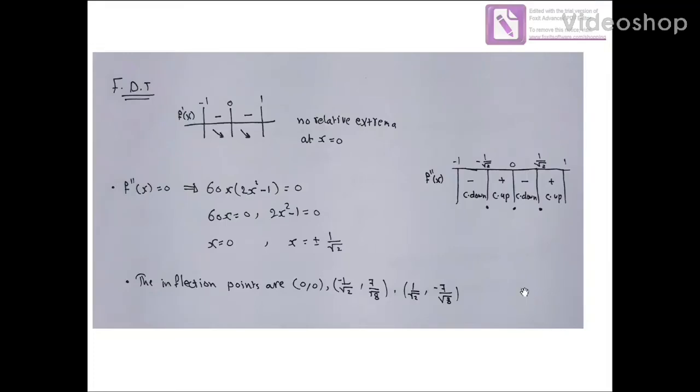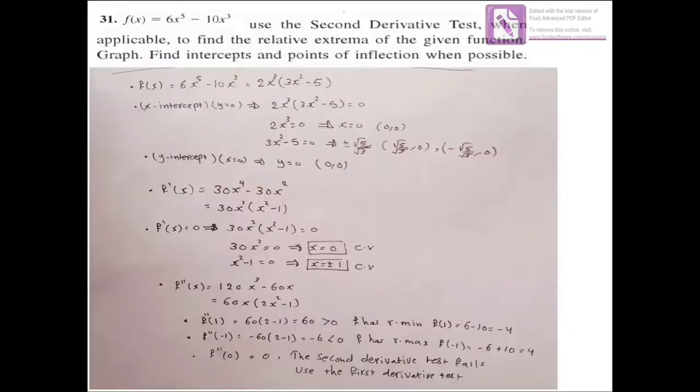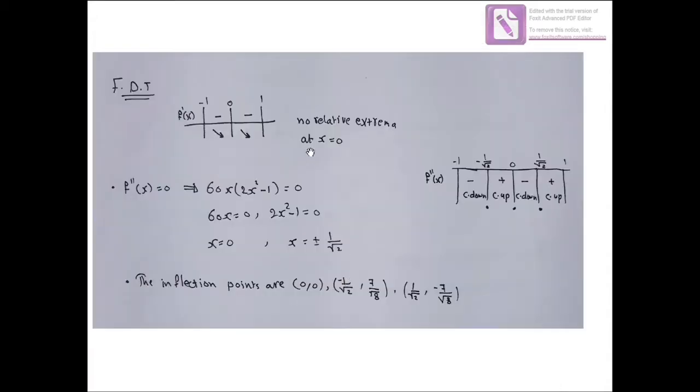So if you want to see the graph of this function, here you have three critical values: 0, plus or minus 1. But we see here it is 0. The function has no relative extrema. If we consider the function from minus 1 to minus 1 over root 2, it is concave down, then concave up, then concave down, then concave up.